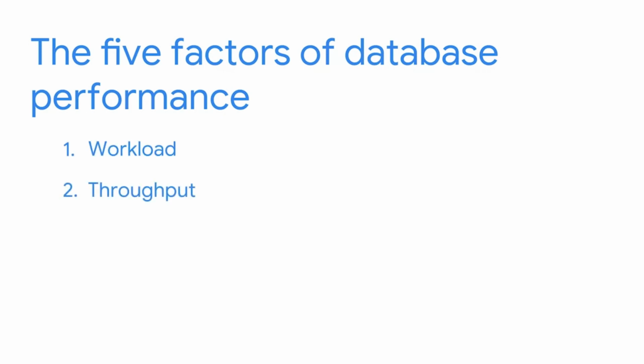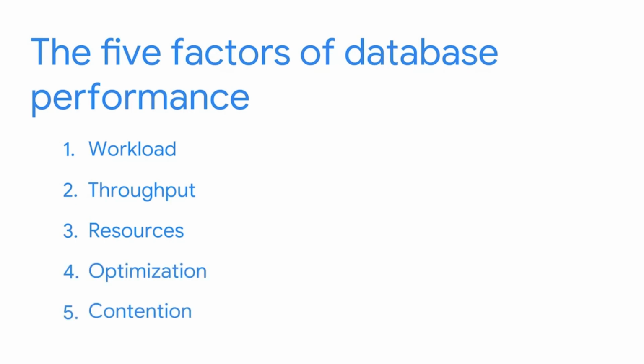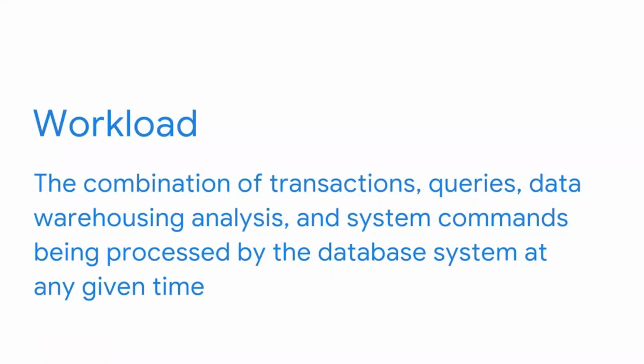workload, throughput, resources, optimization, and contention. First, we'll start with workload. In BI, workload refers to the combination of transactions, queries, analysis, and system commands being processed by the database system at any given time. It's common for a database's workload to fluctuate drastically from day to day, depending on what jobs are being processed and how many users are interacting with the database.